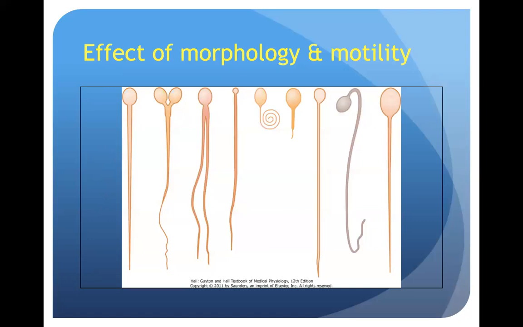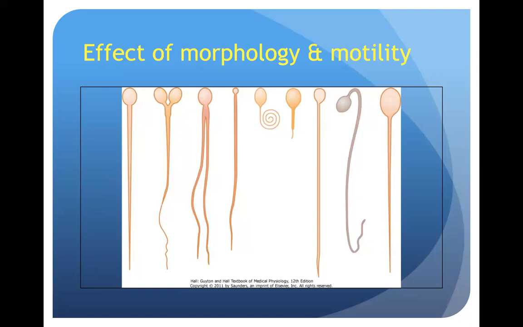Another problem or cause for infertility is the effect of morphology and motility. So, a normal sperm cell should look like itong nasa left. I'm sorry, the one on the right. Dapat yung head mo is proportional to the size of the tail. The head somehow balance yung size ng head dun sa tail.